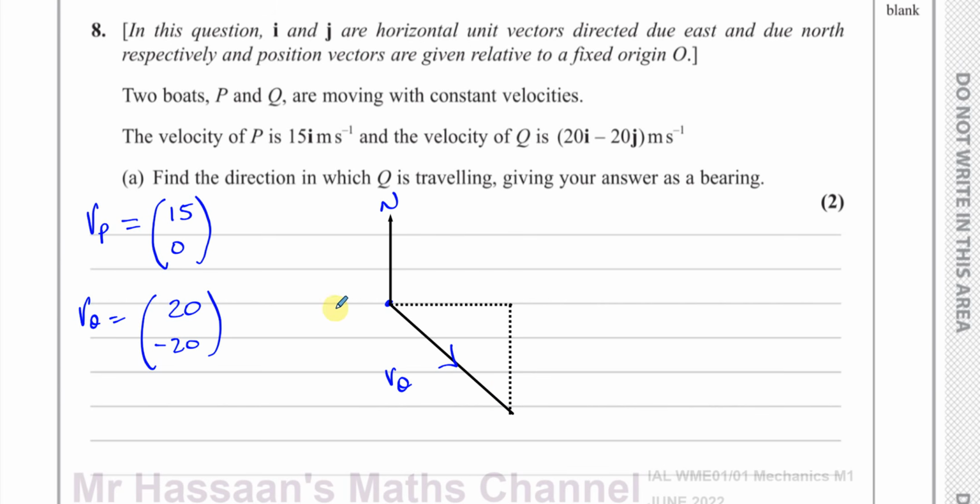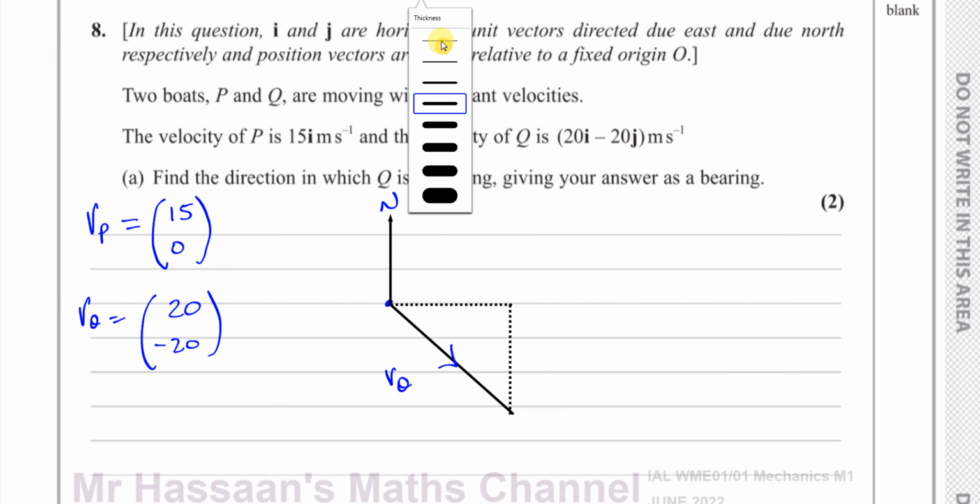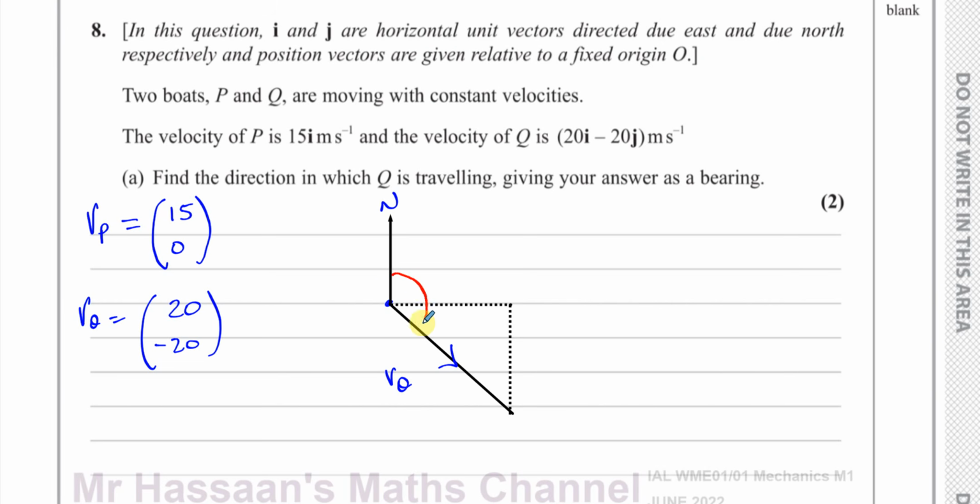As a bearing, the bearing is always measured from the north line. So we've got to find the angle measured from the north line clockwise. It's always clockwise. So this is the angle that we're looking for, the bearing is this angle over here. And this angle is made up of this, which is a right angle, because this is 20 east, and then 20 south. So that's a right angle. And what we need to do is to find what this angle in here is.